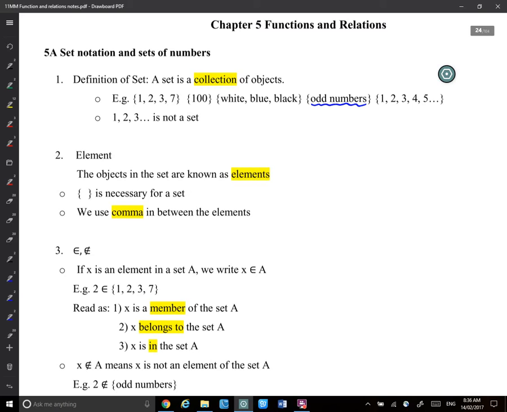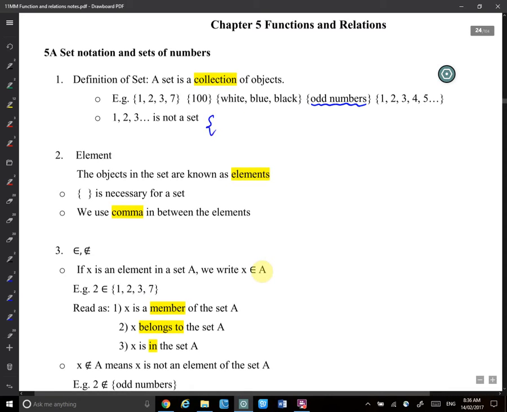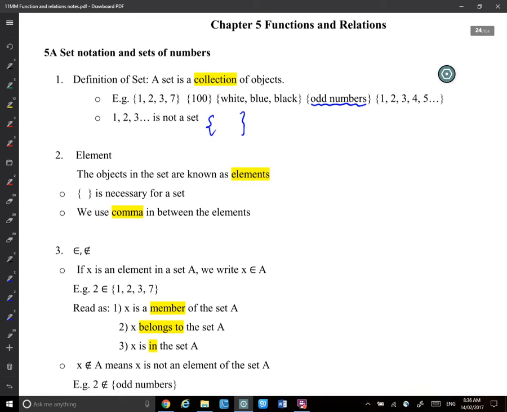But remember, just writing 1, 2, 3 like that is not a set. To be a set, the curly bracket is very important. When you have the curly bracket, it means your collection of those elements, and that is a set.